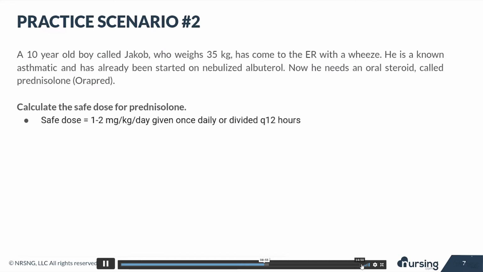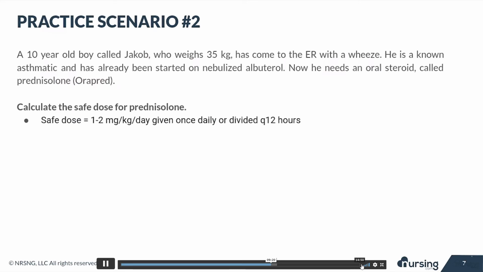Okay, so let's move on to our second scenario. We're going to be looking at a 10-year-old boy called Jacob. He weighs 35 kilograms, so we've already got our weight in kilograms. We don't have to do any conversions there. He's come into the ER with a wheeze. He's a known asthmatic and he's already been started on nebulized albuterol. And now he needs to start an oral steroid called prednisolone, or sometimes you may see it called Orapred.